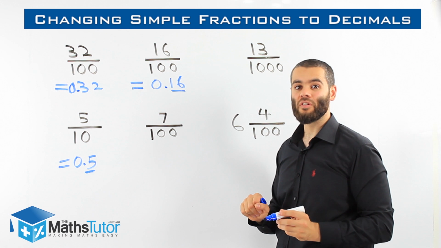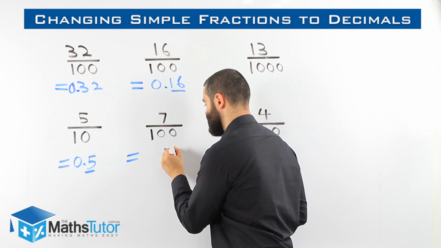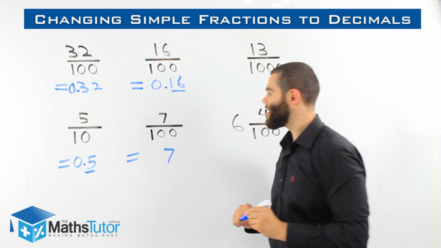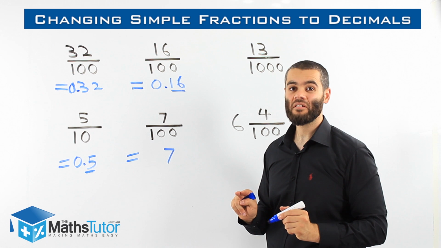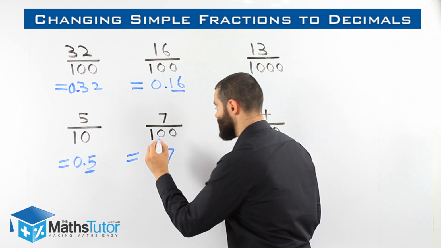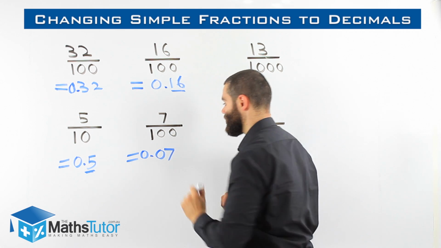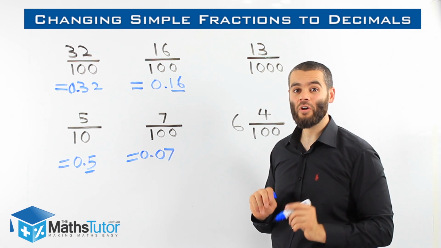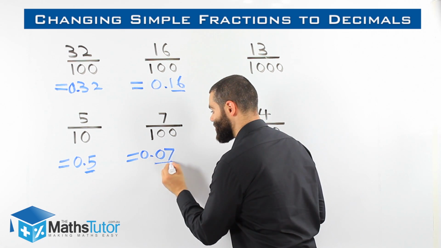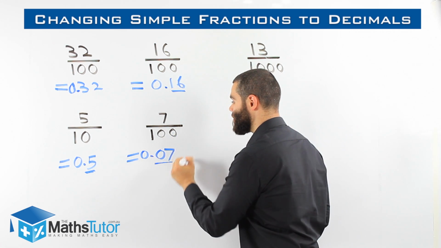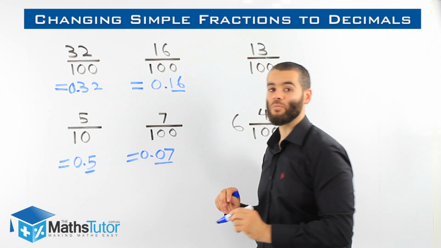7 over 100. We write our 7, and we know there are 2 zeros, which means there are going to be 2 numbers after the decimal point, which means 0.07. Be careful, 0.07. 2 zeros means 2 numbers are behind the decimal point.